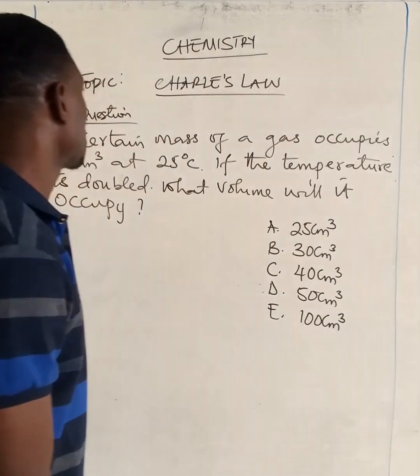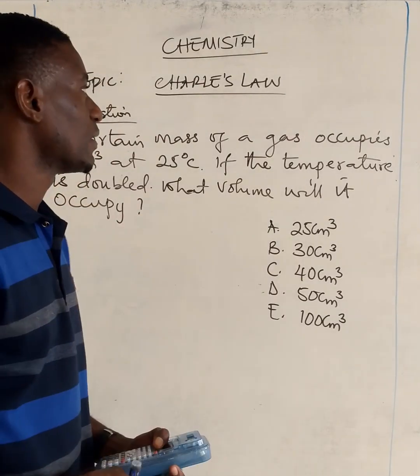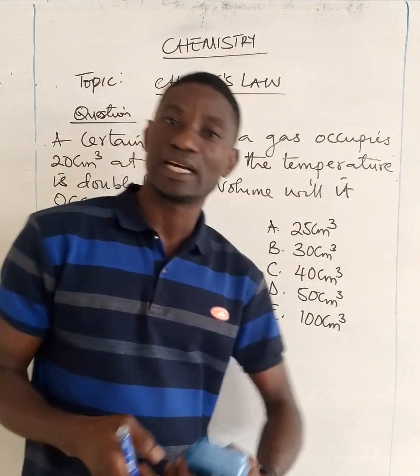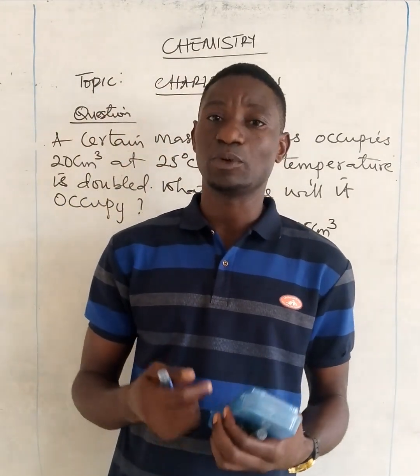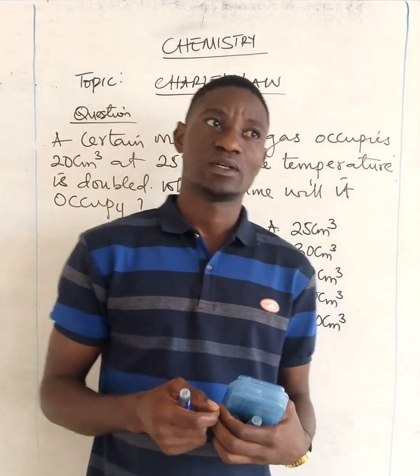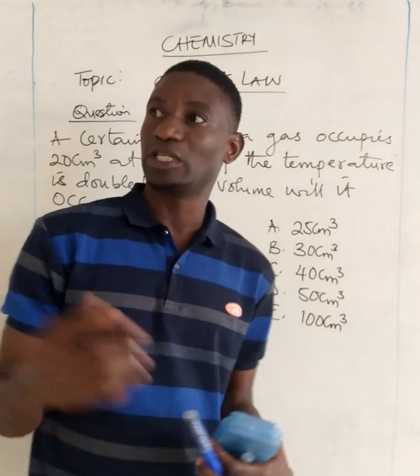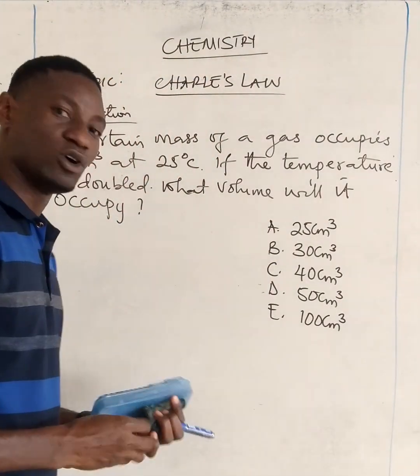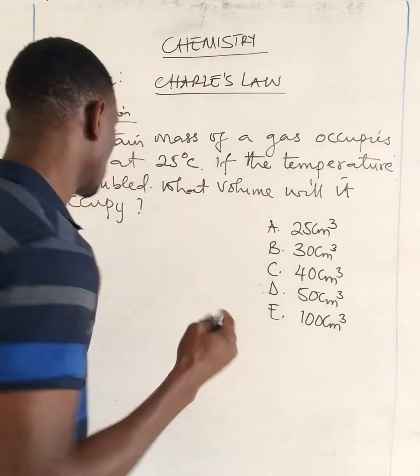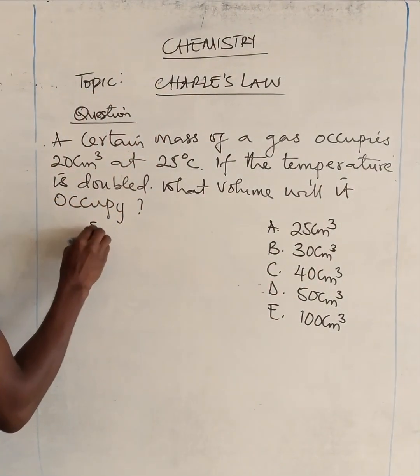Alright, this question is simply based on Charles' law, and Charles' law simply states that at constant pressure, the volume of a given mass of a gas is directly proportional to its temperature. Since it is based on Charles' law, we are going to invoke the Charles' law equation. So we solve it this way. We say solution.